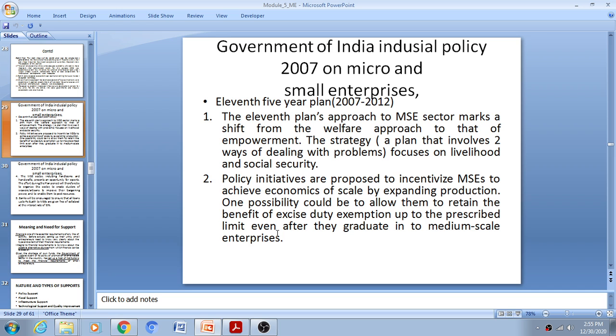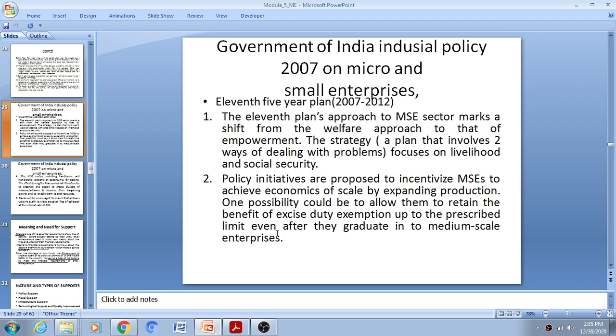Right. The 11th plan's approach to the MSE, that is the micro and small enterprises sector, marks a shift from a welfare approach to that of empowerment. So until 2007, the government supported the small industry, you understand the difference here? But now the government wants to empower them, encourage them. The strategy focuses on livelihood and social security.